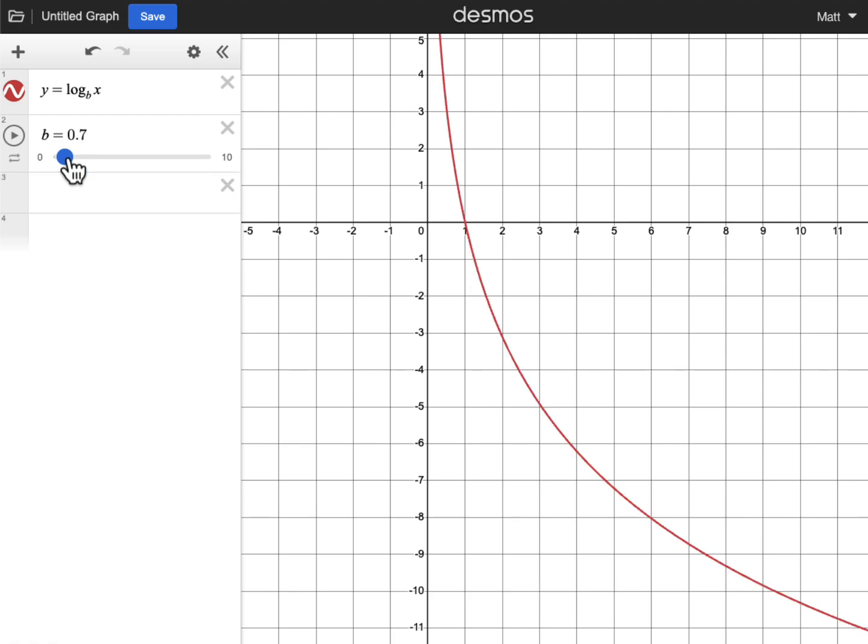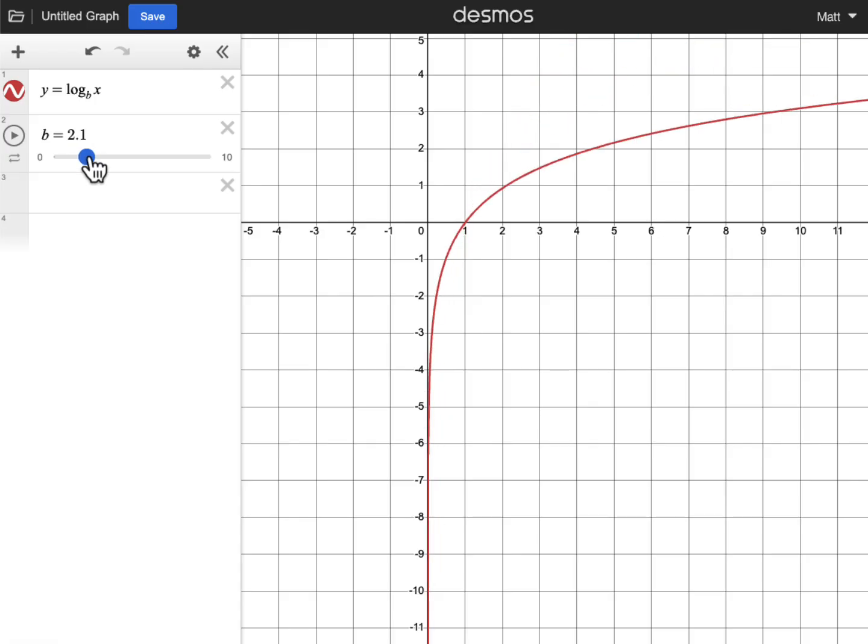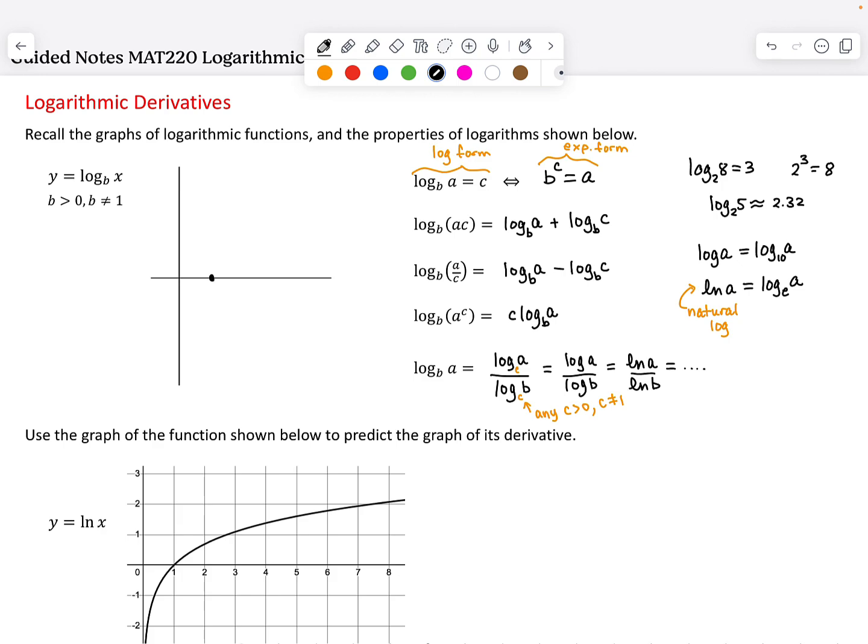But if the base is less than 1, we get graphs that are decreasing that go through the point (1, 0) and follow the y-axis as an asymptote, with slightly different curvatures depending on my choice of that base. Now, if the base is more than 1, we get increasing functions whose curvature changes depending on how large that base is. But notice that all these graphs go through (1, 0) and follow the y-axis as an asymptote. So in our notes, (1, 0) will be an important point. If the base is more than 1, we have a growing logarithm that follows the y-axis as an asymptote.